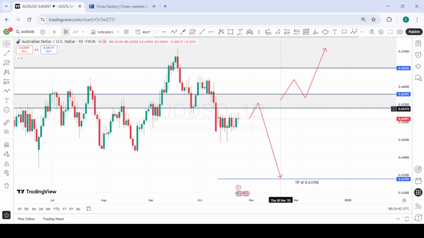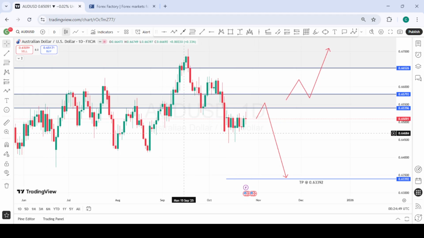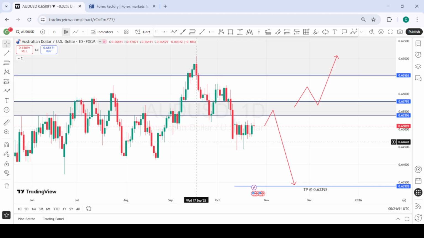And then should price break above this zone and come for a retest to the upside, then we'll be interested in bullishness for AUDUSD. Until then, we are very bearish on AUDUSD for now.